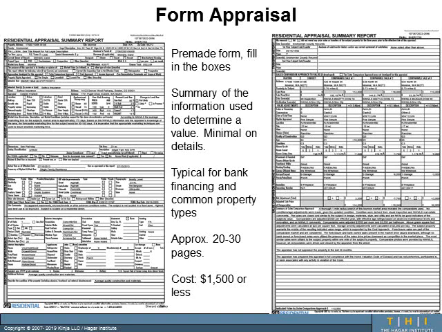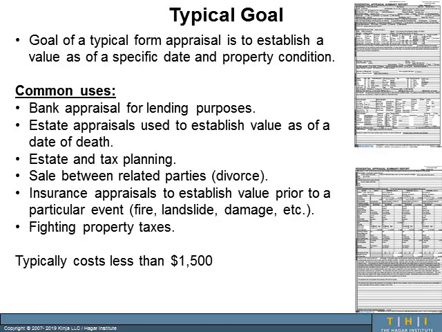Very typical for bank financing and very common property types. Residential is what this is used for. These can be 20 to 30 pages and for the most part cost less than $1,500. I've seen them today in 2019 as cheap as about $350 up to $1,500, although we have charged $2,500 for several complex properties on waterfront. But typically you're going to be less than $1,500.